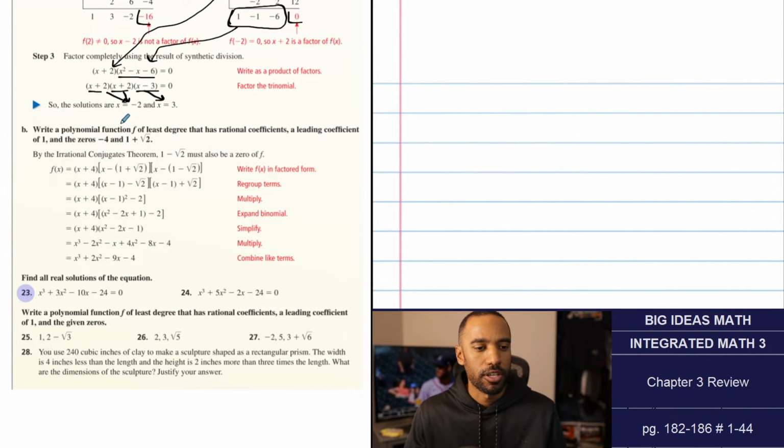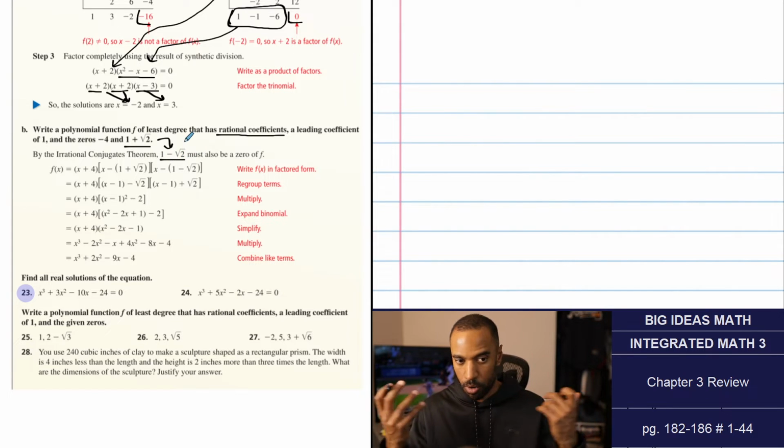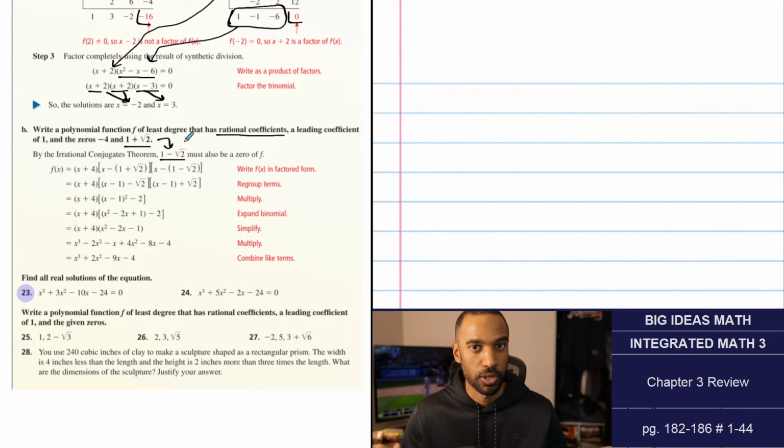Example B, write a polynomial function f of least degree that has rational coefficients, a leading coefficient of 1, and the zeros -4 and 1 plus root 2. Now, rational coefficients means you can't have any square roots in your final result. In order for that to be possible with an irrational solution such as 1 plus root 2, its conjugate, 1 minus root 2, also must exist as one of your zeros. That's where when multiplying, irrationals cancel out in the right ways, or you square them and stuff like that, where you no longer have irrationals as a result. So you need to consider 1 plus root 2 and 1 minus root 2 in your factorization.